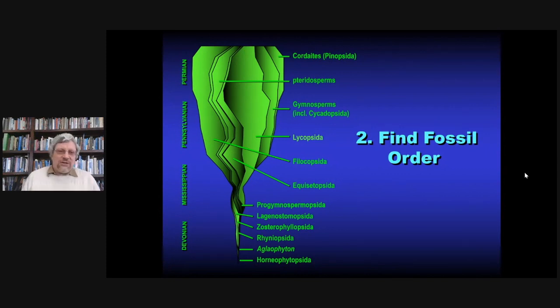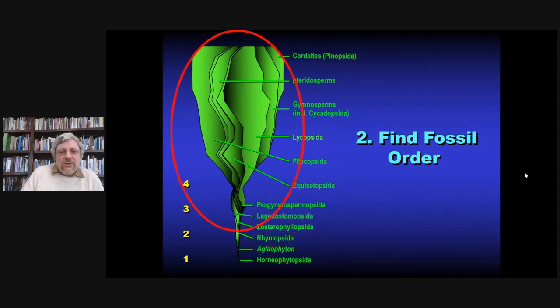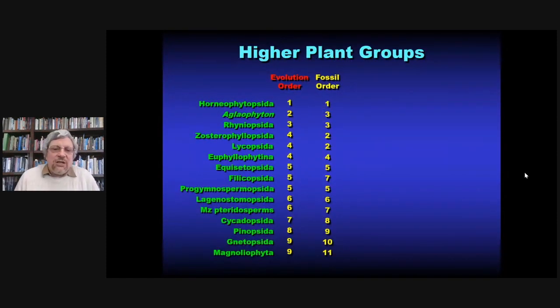On this chart, for example, way down at the bottom, the very first organism encountered is a Horneophytopsida, an Aglaophyton. And so we're now going to look at where these groups first appear at the lowest point in the fossil record, and we give those numbers as well. Horneophytopsida 1, Zosterophyllopsida and Lycopsida come in next, and then Aglaophyton, Rhyniopsida, and so on. And we can go all the way up and compare that with the order we got from evolution's prediction.